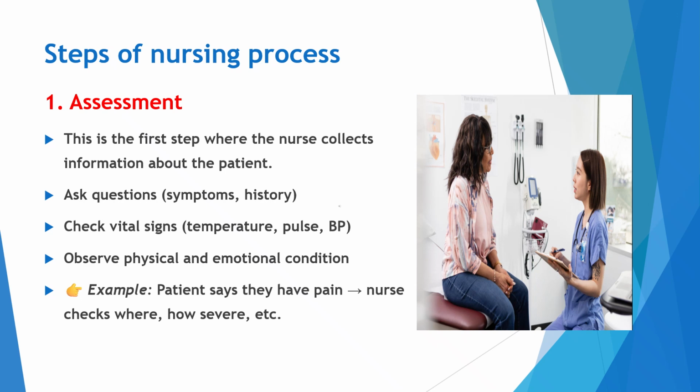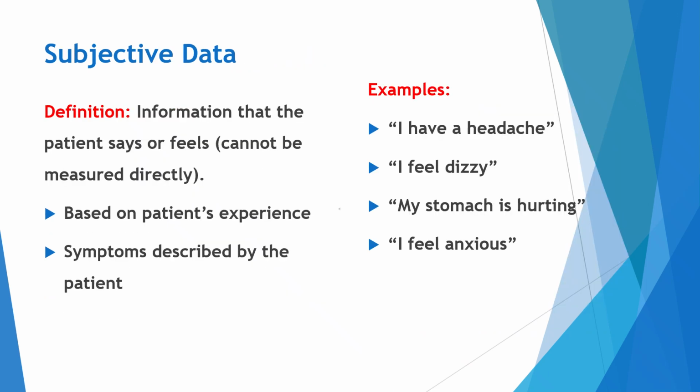For example, if a patient says they have pain, the nurse will not just stop there. They will ask where the pain is, how severe it is, when it started, and other details. So basically, assessment is all about collecting complete information to understand the patient properly. Now, let's understand the types of data we collect during assessment. In nursing, the data is mainly divided into two types: subjective data and objective data.